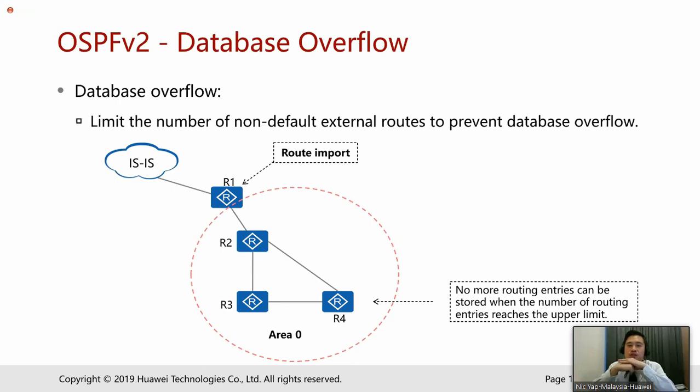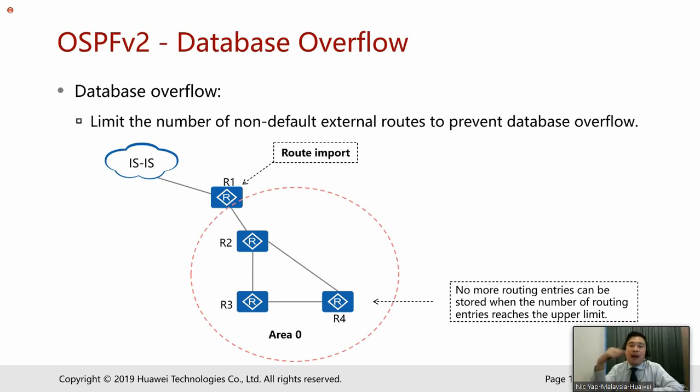And the next one is the database overflow. You can set the maximum number of non-default external routes on the routers to prevent database overflow. All routers of the OSPF must be configured with the same upper limit. Set the limit: what limit can I handle for non-default external routes. If the number of external routes on the router reaches the limit, the router enters the overflow state and starts an overflow timer. The router will automatically exit the overflow state after 5 seconds by default.